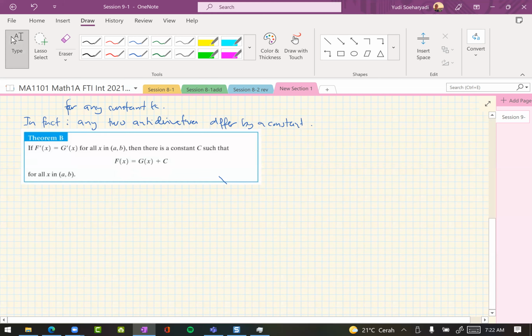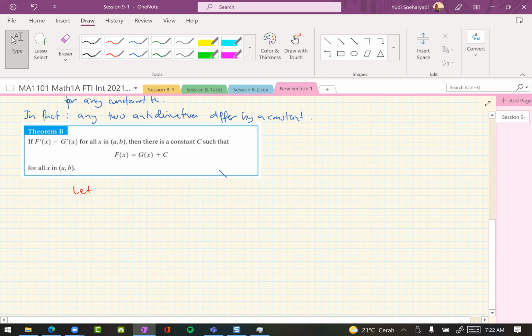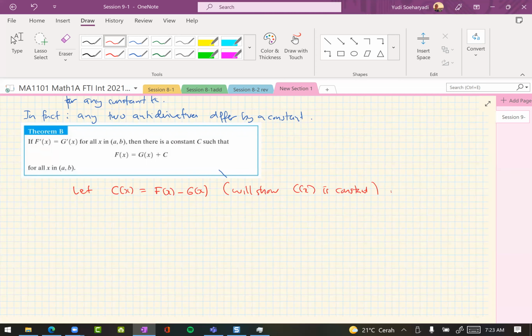Okay, so how do we see this one here? Let's see the difference. We try to convince you by showing that the difference is really a constant. What we'll show is that C of x is constant. So how do we do this one here?